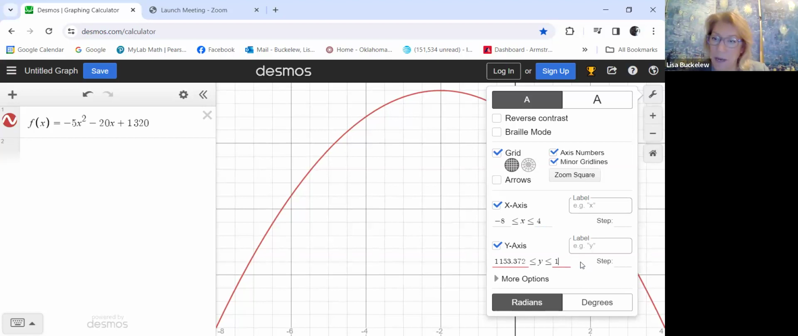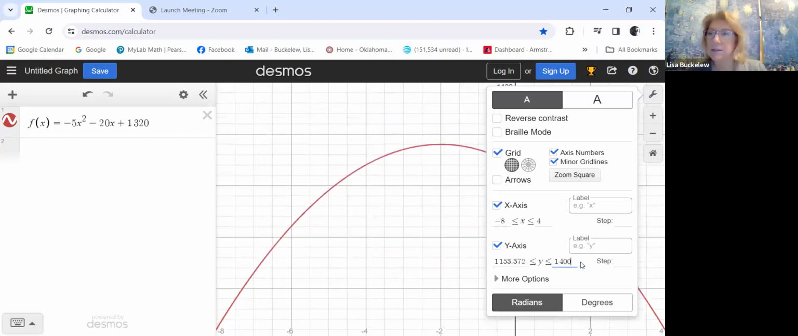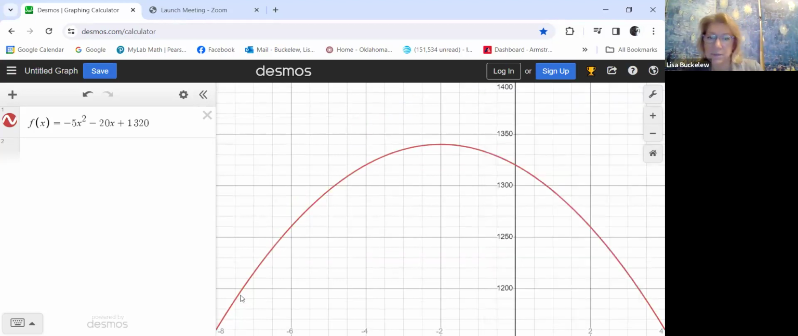So you can play around with the window settings, zoom in, zoom out, hold the clicker down and then just move it around. You can slide it around, or you can actually just type in some left, right, up and down numbers. Okay, so this looks a lot like it did on our calculator. This is the nice part.